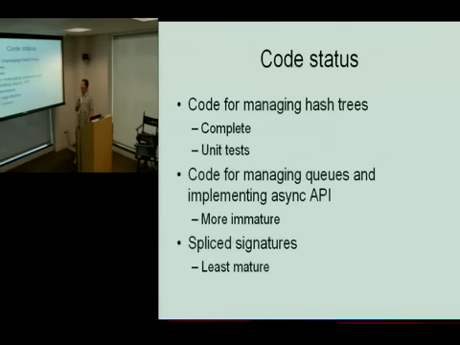So the code status I have is right here. The underlying code for the cryptography, building all the Merkle trees and serializing them, is completely unit tested. The queue for managing the asynchronous APIs I described is somewhat more immature. And the spliced signatures, all the bookkeeping to track all the splices, is the least mature code base. We don't need to do that, but spliced signatures can still be used without having that code activated.